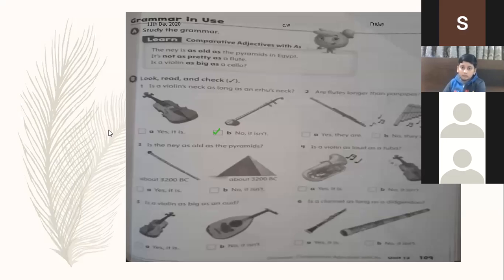Okay, good. Okay, students. So are flutes longer than panpipes? This is flute and this is panpipe. So are they longer? Yes, they are. Is the Ney as old as the pyramids? If you look at both ones, they are about 3200 BC and this is about 3200 BC as well. So yes, it is.